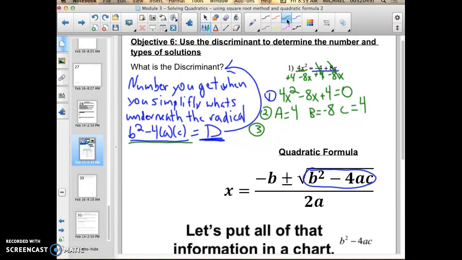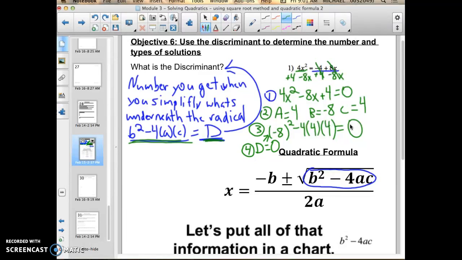So my b is negative 8. Again, I'm just putting it in this piece of the quadratic formula because that's going to tell me my discriminant, and that's this objective, to find the discriminant. So negative 8 squared minus 4 times a, which is 4, times c, which is also 4 in this case. And that will give me 0. So I have found then that my discriminant equals 0.